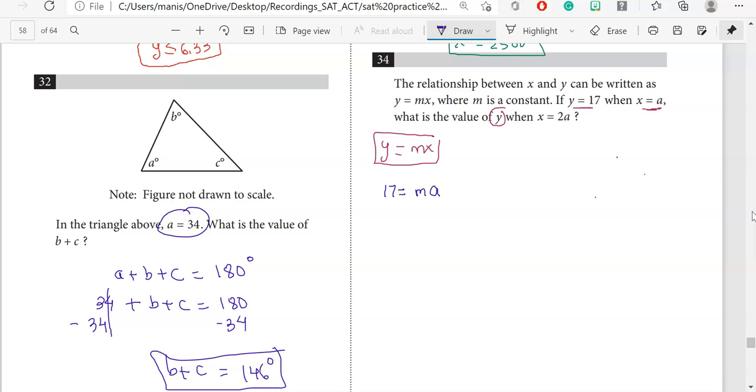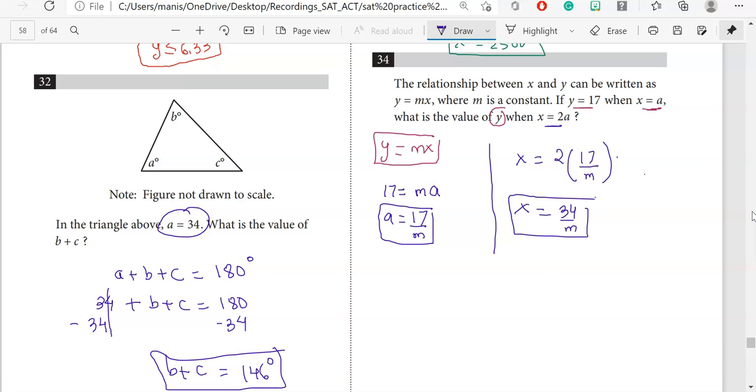Now they say x is equal to 2a. So I can find the value of a from here. It will be 17 over m. Now it says x is equal to 2a, so I just put 2 times a. The value of a is 17 over m, so I end up with 2 times 17 over m, which gives me the value of x. 2 times 17 is 34, so x will be 34 over m.